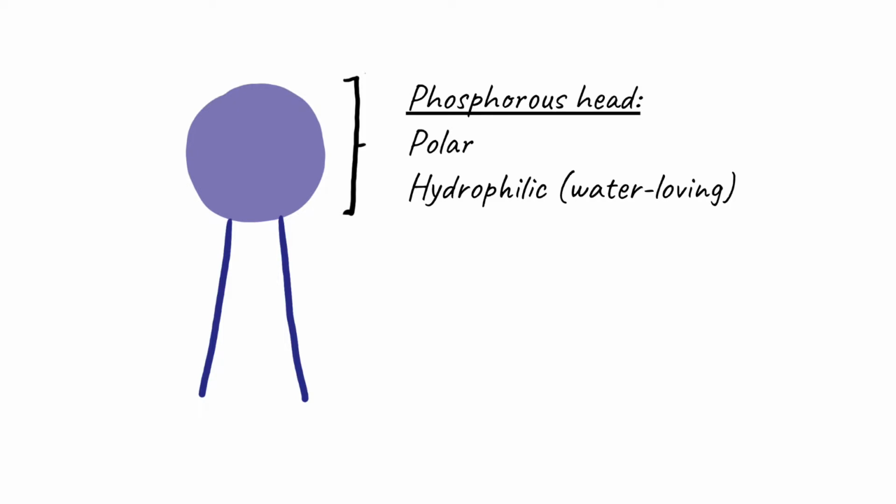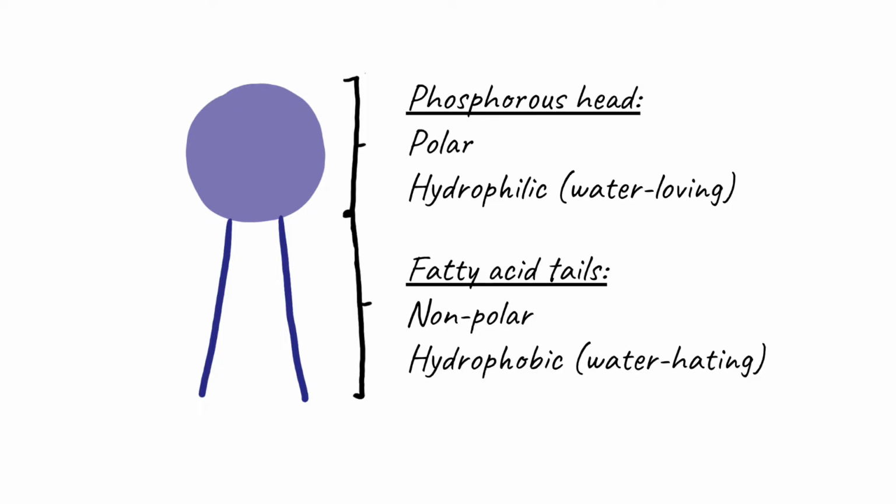A cell membrane is 10 nanometers thick and is comprised of two layers of phospholipids, called a phospholipid bilayer. Each phospholipid is made up of a polar hydrophilic, or water-loving head, and two nonpolar hydrophobic, water-hating tails. The head is made of phosphorus, and the tails are made of two fatty acids connected by glycerol.